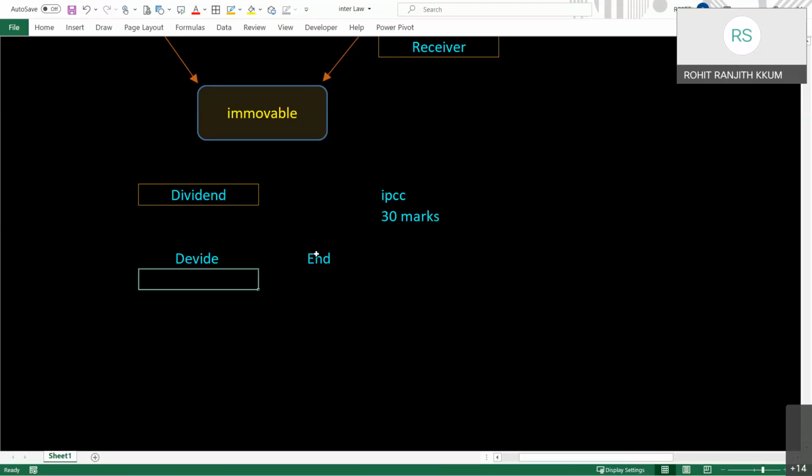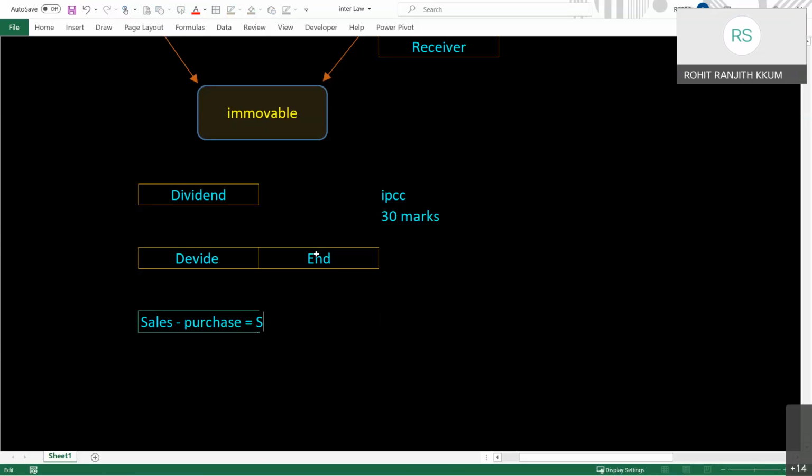Divide the end. But when I talk about the end, what is it? Are we talking about the assets or the profit? You all know that first of all there's sales minus purchase, and stock adjustment, that will give you the gross profit. And once you have the gross profit, this is not the end. Again, you deduct a lot of expenses from this. So GP minus lot of expenses will give you the net profit before appropriation.